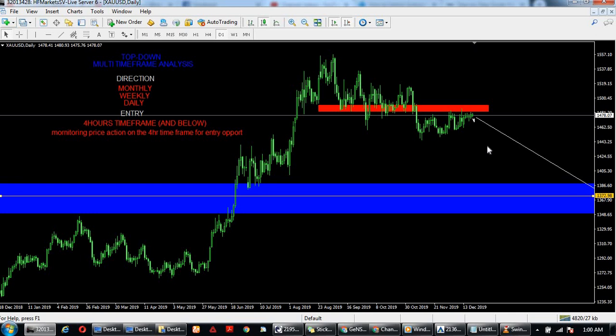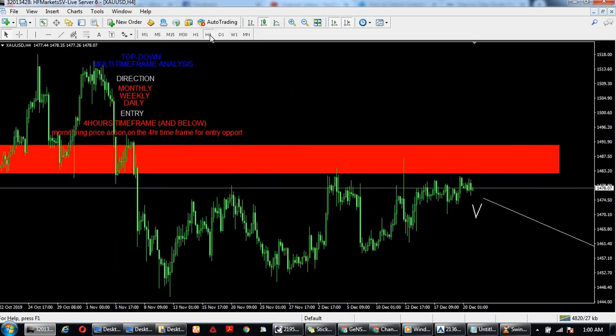At the open of market next week and the next couple of weeks, we should be seeing gold having some sell momentum to the 137.2 area. Yeah, that is gold for you. And then because we have gotten the direction of the market from the monthly, the weekly, and the daily time frame, we will be monitoring our 4 hours time frame for price action. Price action is what confirms our entry.